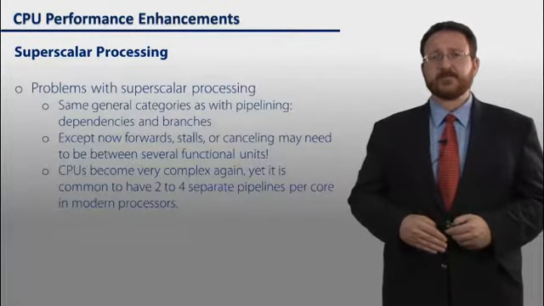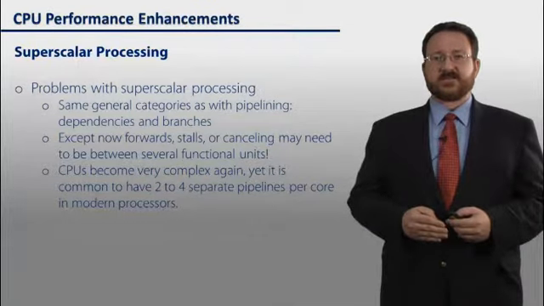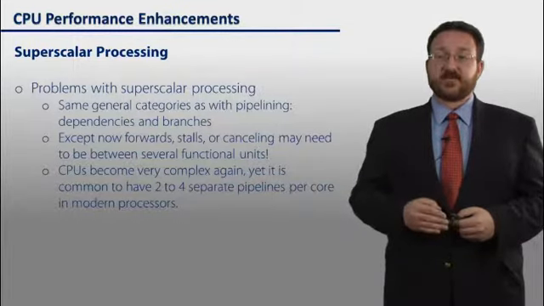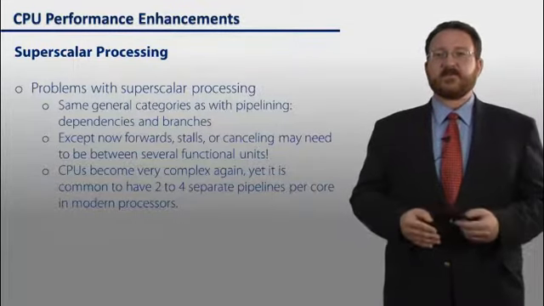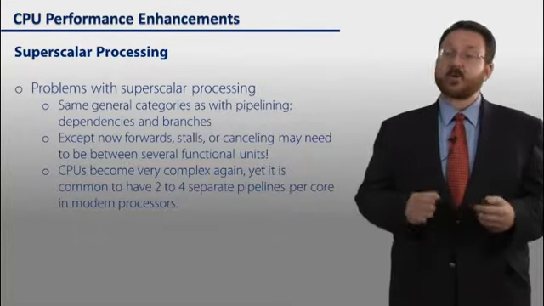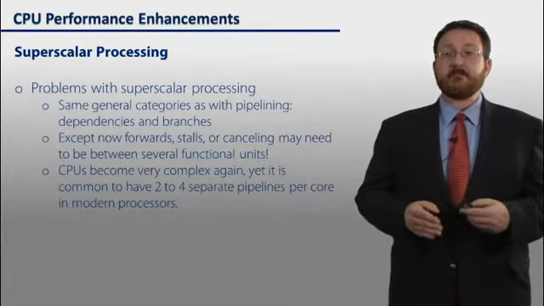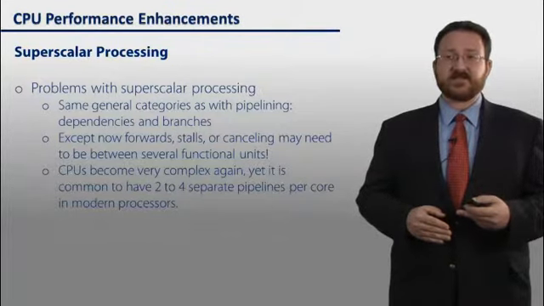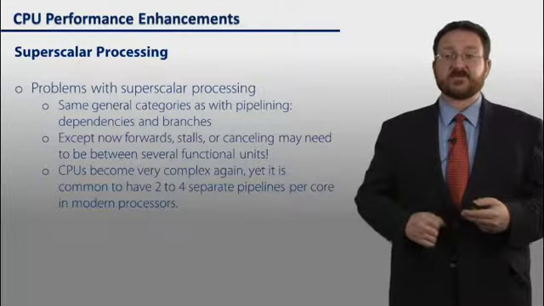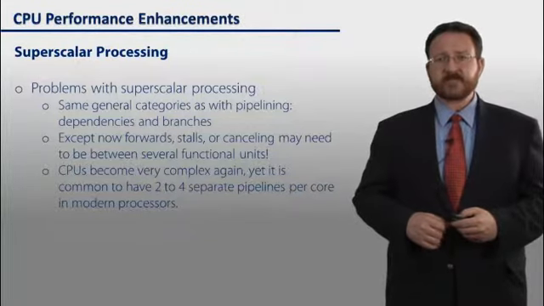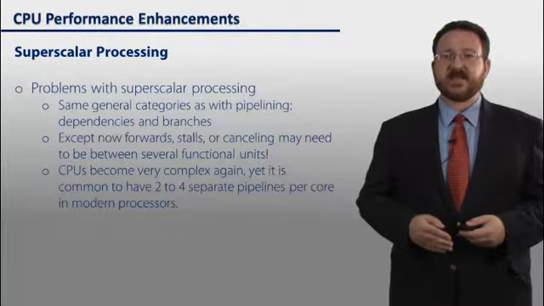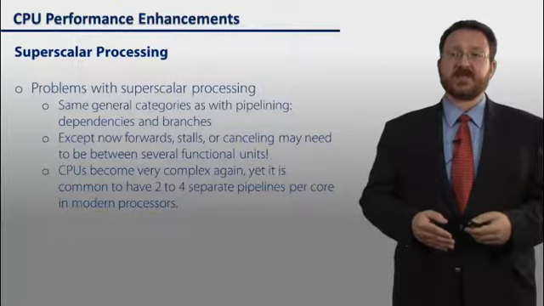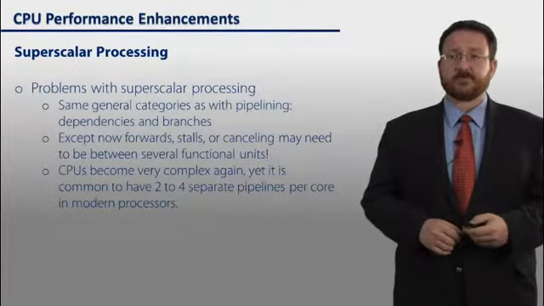Okay? There are problems with superscalar processing, and these are the same general categories that we had with pipelining. So these are data dependencies and branch dependencies. Except now the problem is that forwards or stalls or canceling of instructions need to take place on multiple functional units in several pipelines at once. So one pipeline could be executing an instruction that's a branch. We might have to cancel an instruction in the second pipeline. And so CPUs become very complex again, but yet it's not uncommon to have 2 or even 4 separate execution pipelines in modern processors within a single core.